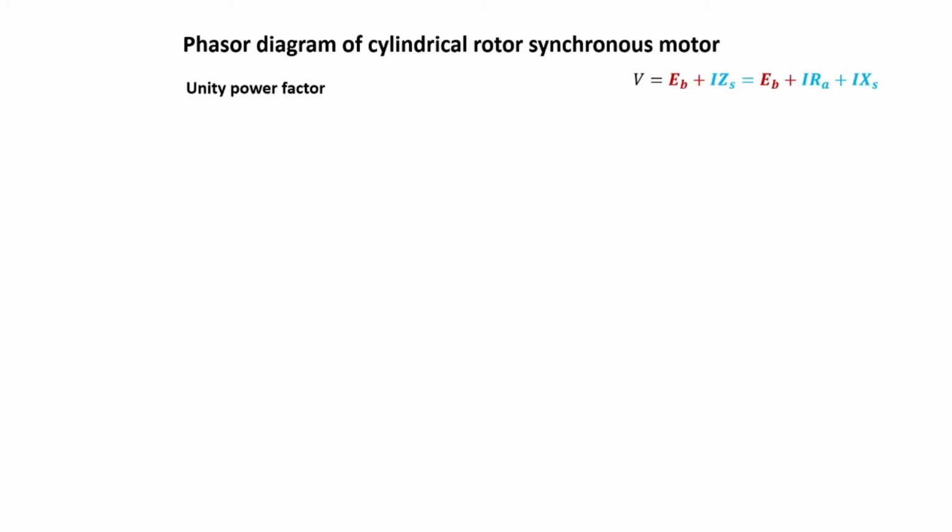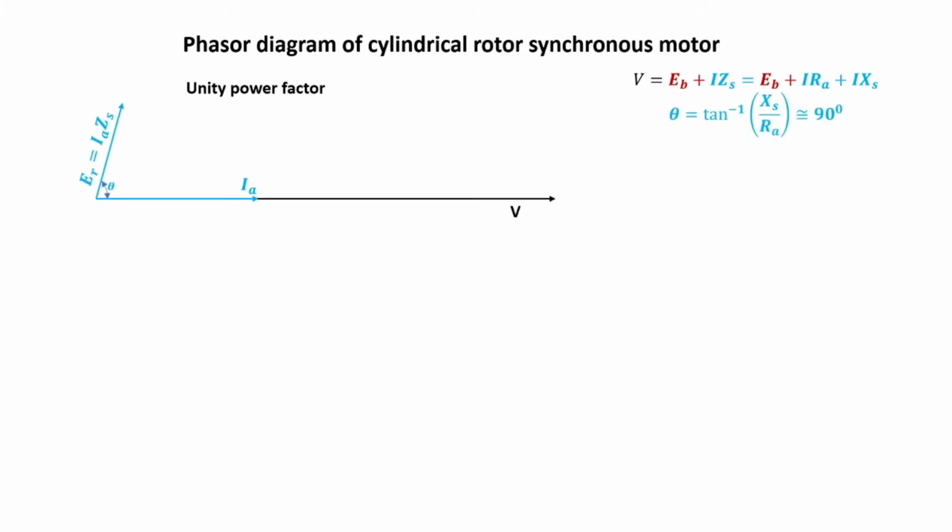Now let's see how to derive the expression for excitation EMF and load angle using the phasor diagram. So this is the voltage equation. Let V be the reference phasor. Armature current is in phase with the voltage, and due to this current, a voltage drop is developed in stator, that is IA into ZS, which is equal to ER, which leads armature current by an angle theta, where theta is equal to tan inverse XS by RA, which is nearly equal to 90 degrees. And this phasor gives back EMF EB, so that V is equal to ER phasor plus EB phasor. The angle between V and EB is the load angle delta.